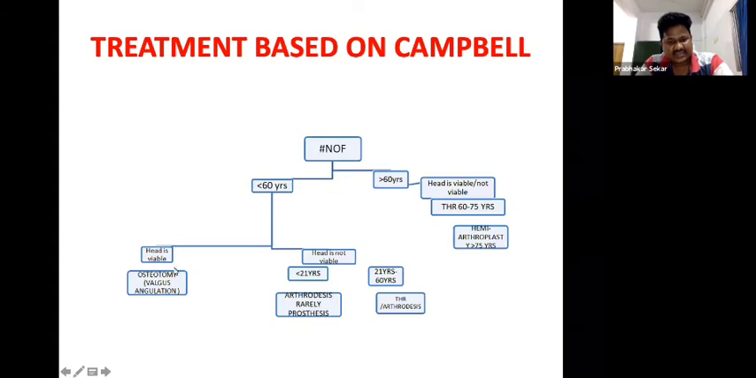Less than 60 years, the same thing. Head is viable or not viable. If the head is viable, you still try to preserve the head by doing osteotomy. If the head is not viable, in less than 21 years, in a younger individual, you go with arthrodesis, but rarely prosthesis. In 21 to 60 years, THR is the treatment of choice. Arthrodesis is not tried nowadays. In olden days, they were trying.